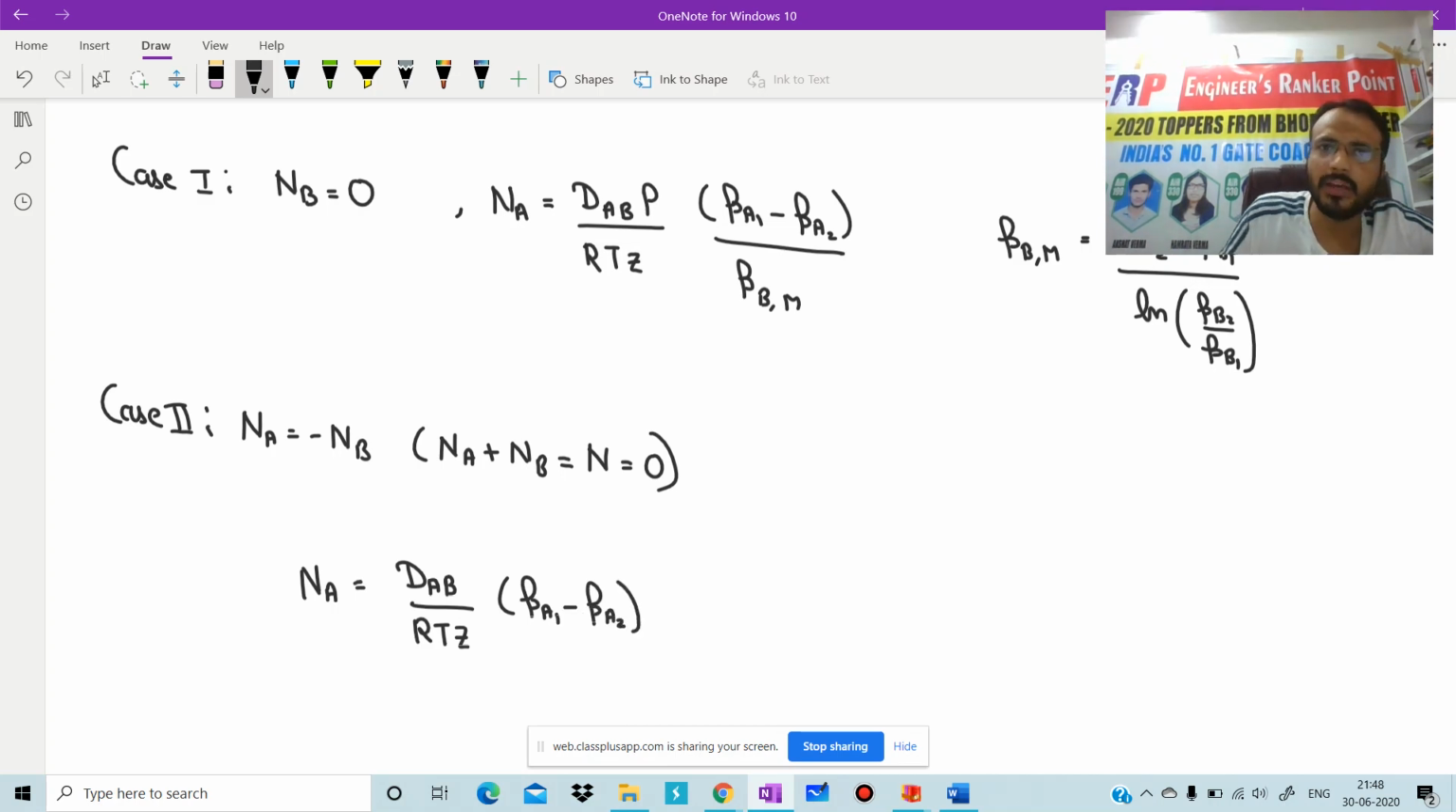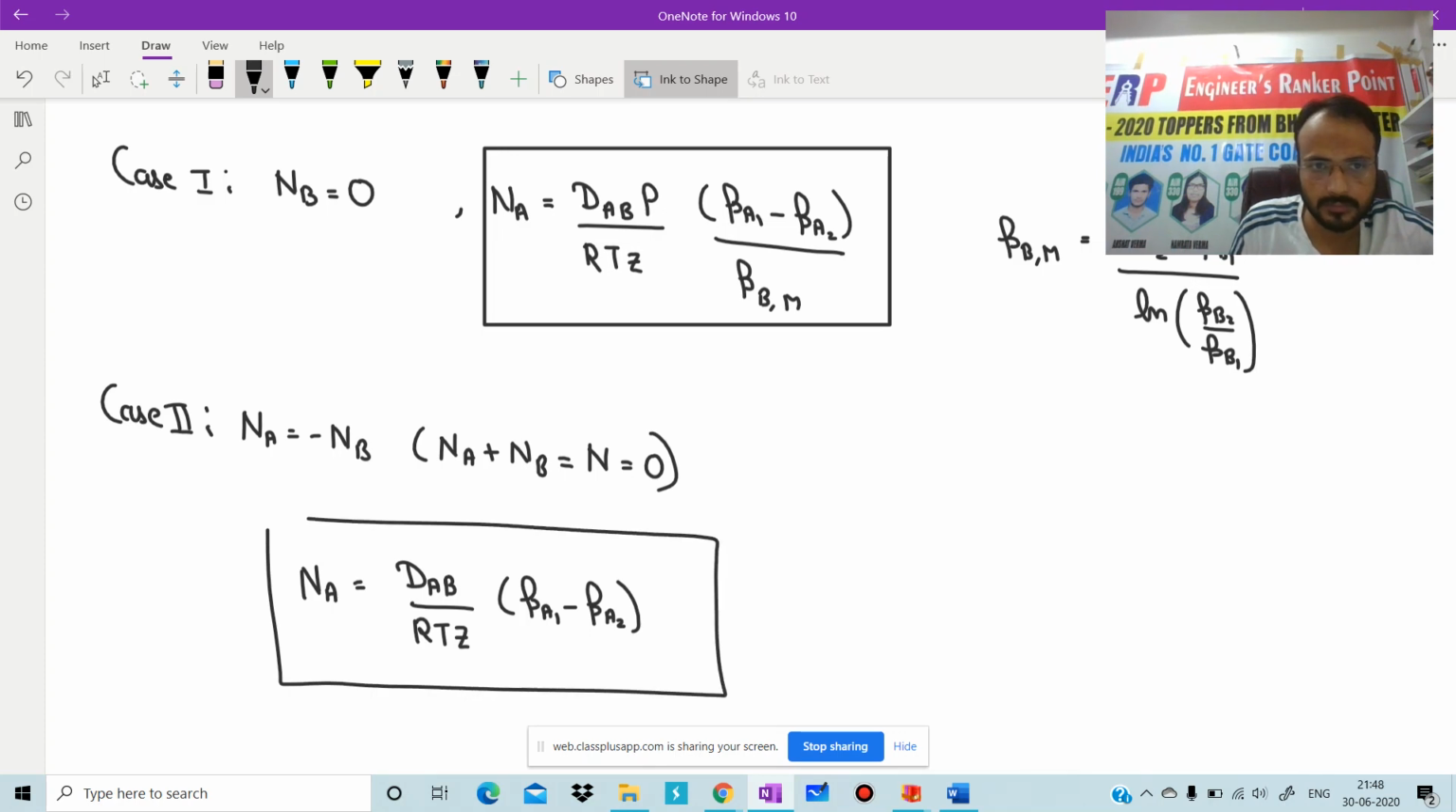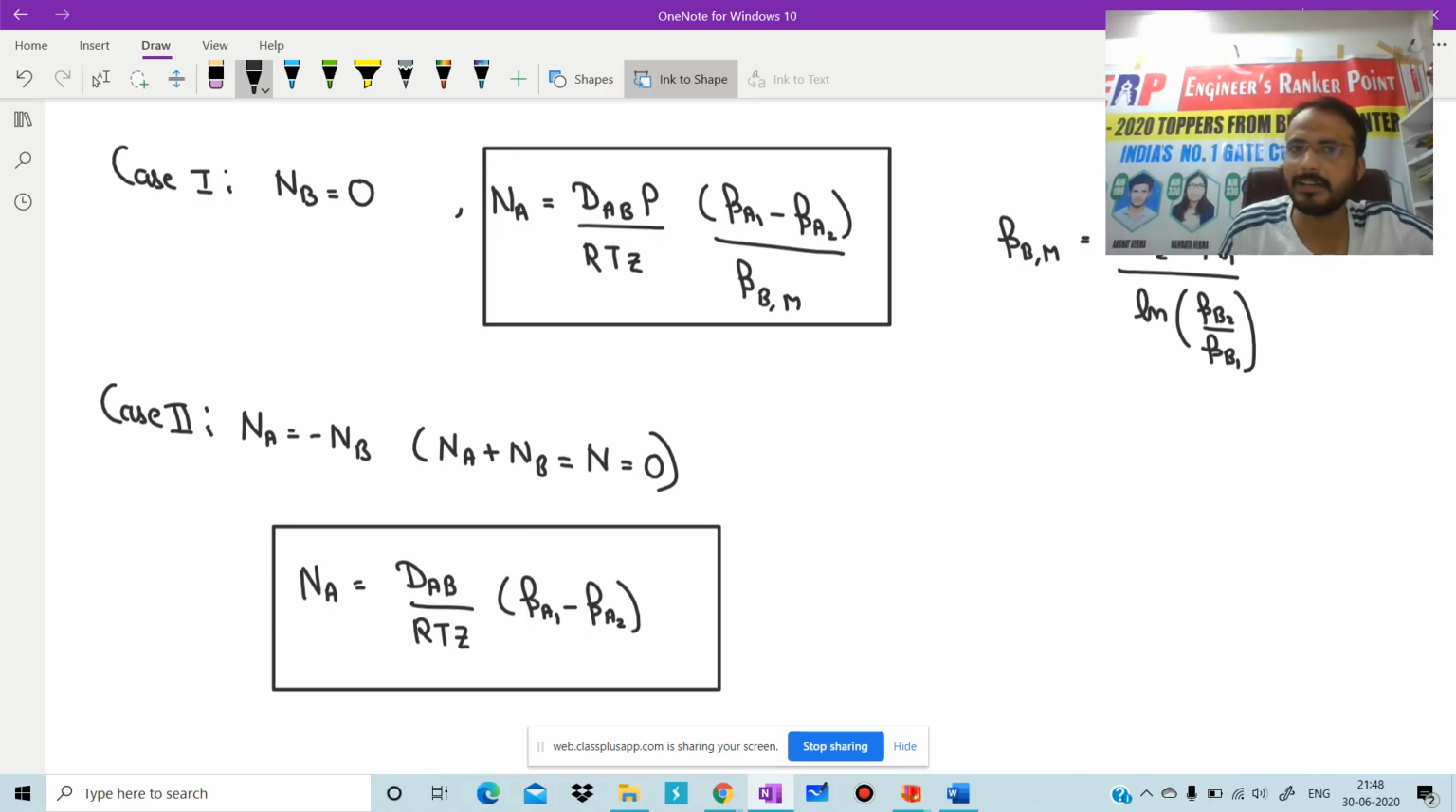I hope there should be no doubt. We have one formula this, and our second formula is this one. Is it clear? Highlight this one so that you can remember it. Remember please both formulas. Mass transfer is a very simple subject. After this you are able to solve each and every question of mass transfer.